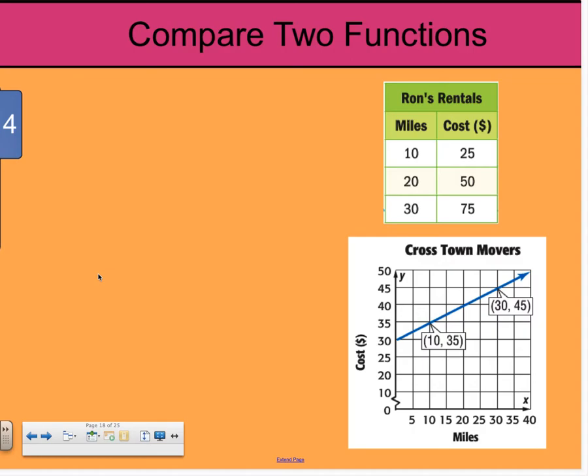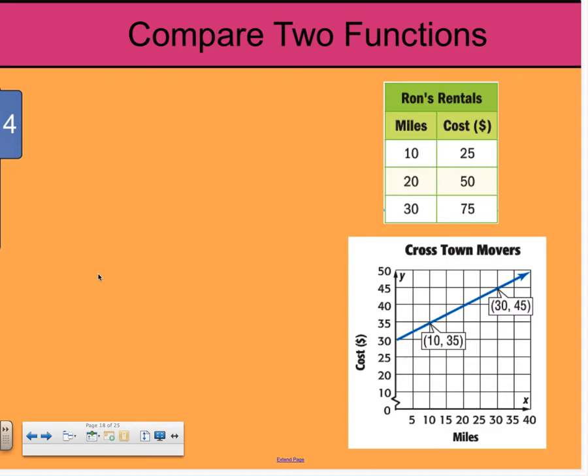The last example we're going to look at is comparing a table and a graph. Once again, the strategy is the same. We want to find the rate of change, and we want to find the initial value, or the y-intercept. So in this problem, we have somebody who's moving.